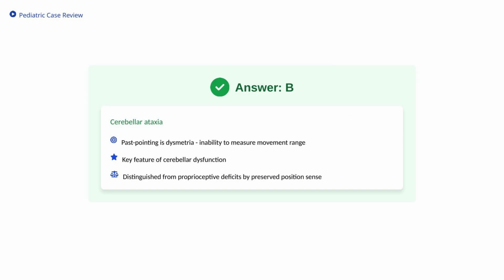Past pointing during the finger-to-nose test indicates cerebellar ataxia. This phenomenon, called dysmetria, represents the inability to properly measure the range of movement needed. It's a key feature of cerebellar dysfunction caused by the cerebellum's critical role in movement coordination and trajectory planning. Unlike proprioceptive deficits, patients with cerebellar ataxia typically have preserved position sense but cannot execute movements accurately. This test is part of a comprehensive neurological examination for suspected ataxia.